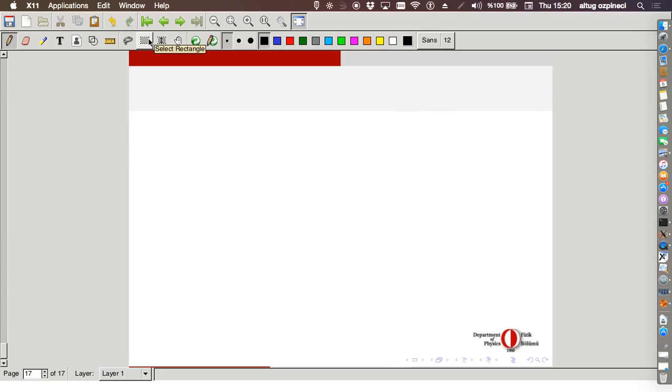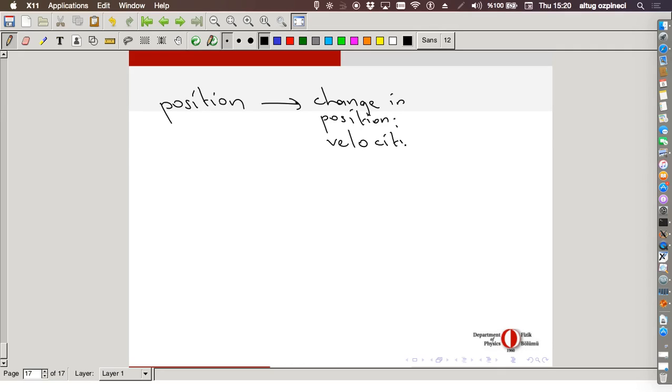Okay, so we started from the position of the object. Now we discussed how to obtain the change in position, which we describe by defining the concept of velocity. Also, we will discuss how to go backwards. Now the next thing we can do: we had the position, we discussed how to describe the change in position in terms of velocity. The next thing, we can also discuss the change in velocity.